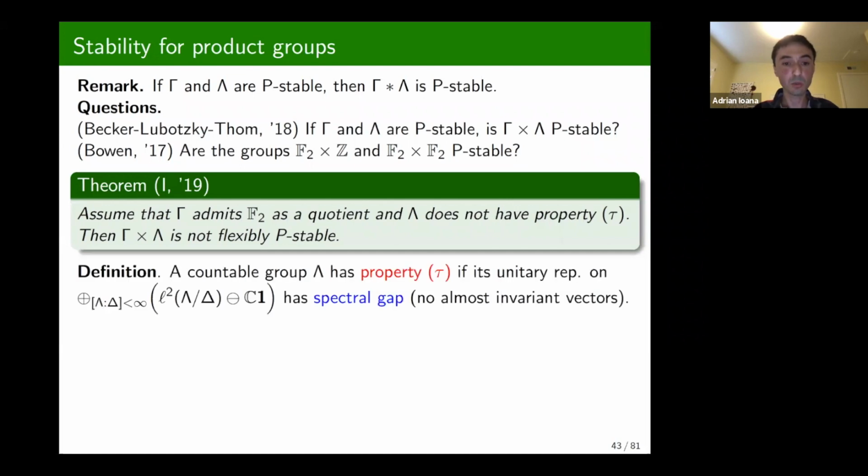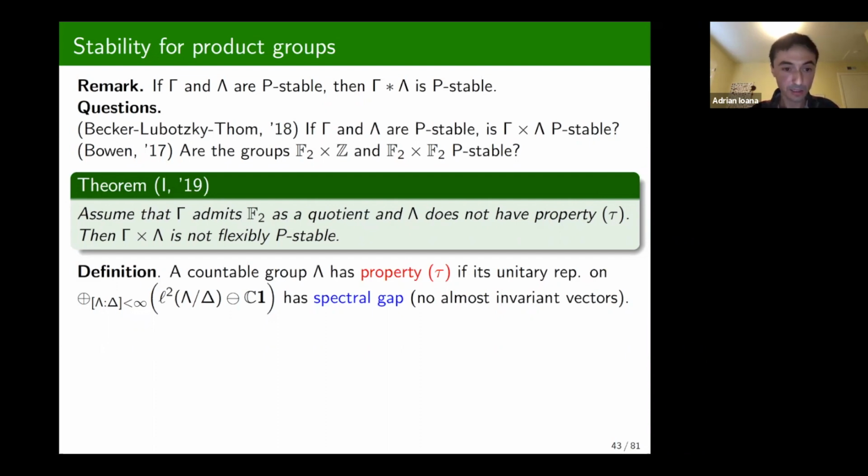Okay, so let me just tell you what having property tau means. This is Alex's notion, which for a group lambda requires that the unitary representation of lambda on the direct sum of all of these Hilbert spaces, you look at little L2 of lambda mod delta, where delta is a finite index subgroup, and you remove the complex multiples of the scalars, all have spectral gap, or in other words, they don't have almost invariant vectors. Okay, so it's, if you want, an isolation property for the finite dimensional representations of lambda.